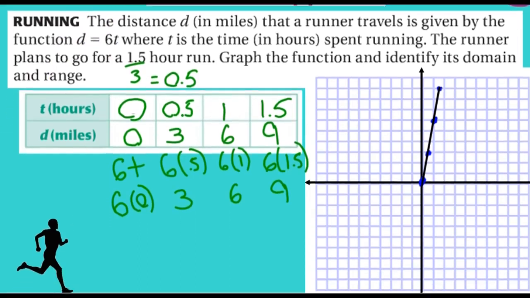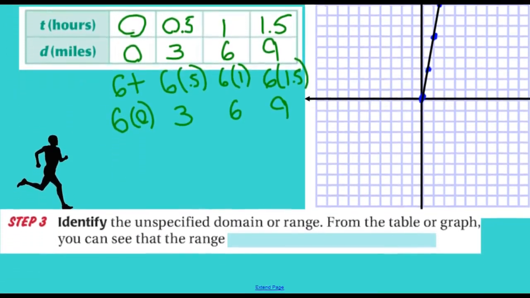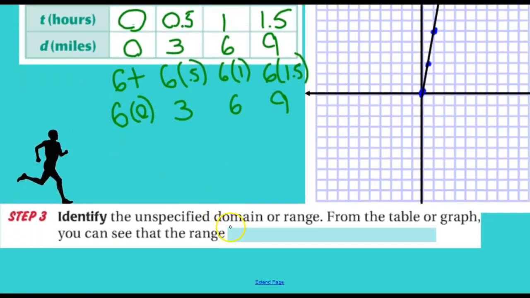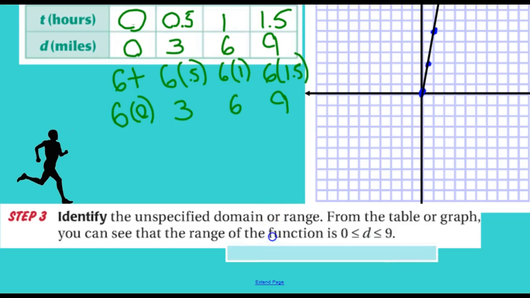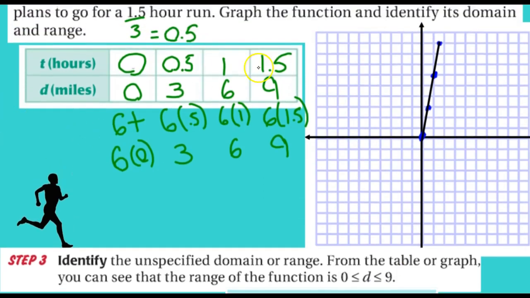So if you look down here, it says identify the unspecified domain or range. From the table or graph, you can see that the range of the function is 0 is less than or equal to d, which is less than or equal to 9. And that makes sense because we started at 0 and ended at 1.5.